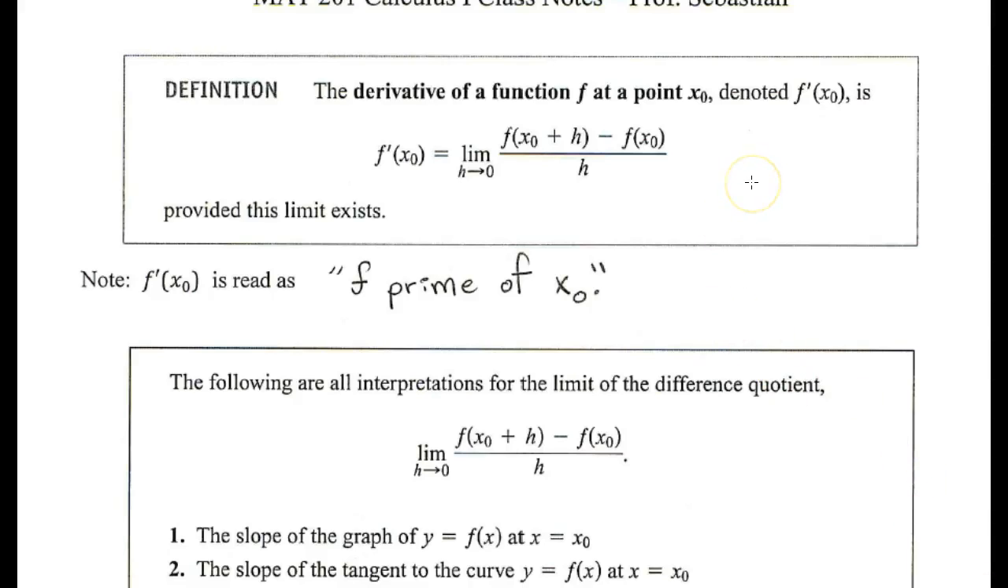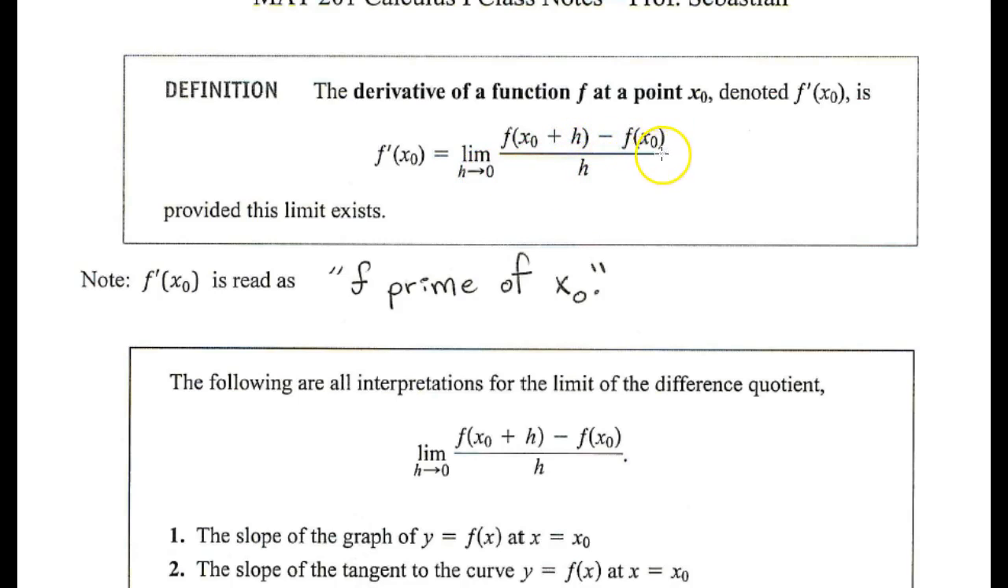Okay, we're still in section 3.1, tangents and the derivative at a point. So right now what we're doing is providing this definition. It's actually some new notation. So this looks the same, right? The limit as h approaches 0 of f of x naught plus h minus f of x naught over h.